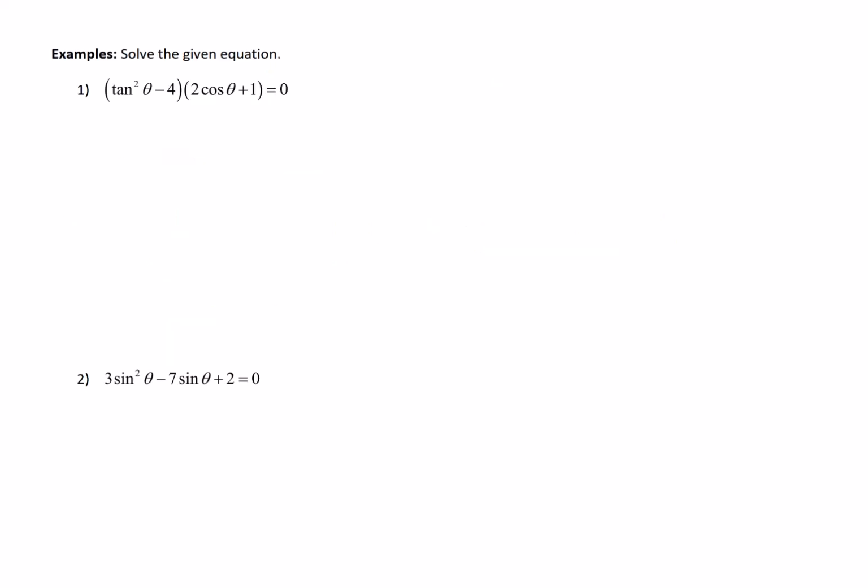Let's jump in with some examples where we want to solve the given equation. That's all we're told. And the first example begins with a product of two parentheses that's equal to 0. In the first set of parentheses, we have tangent squared theta minus 4. And in the second set of parentheses, multiplied right after that, we have 2 cosine theta plus 1. When you multiply these two parentheses together, the result is equal to 0. And our goal is to solve.